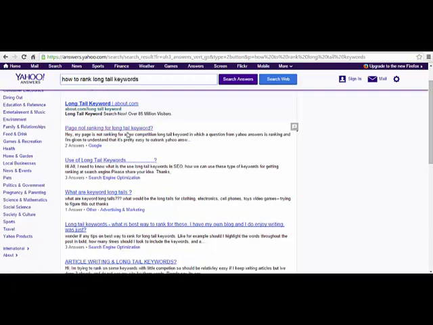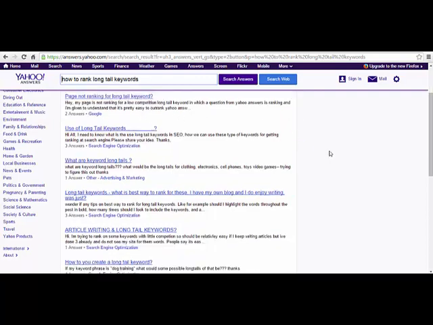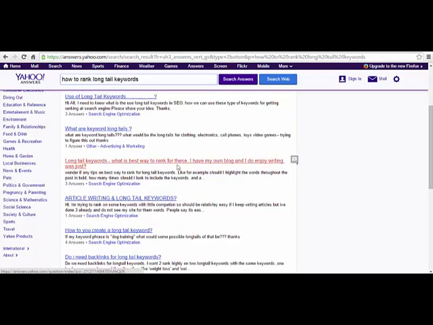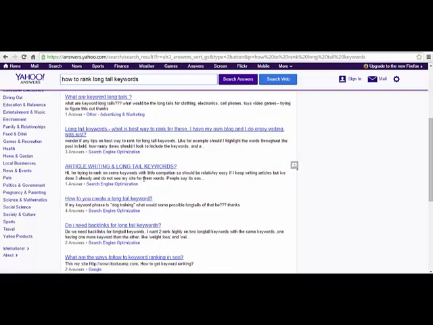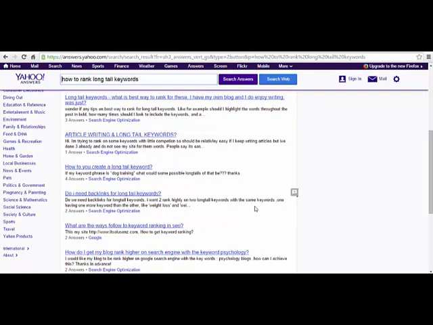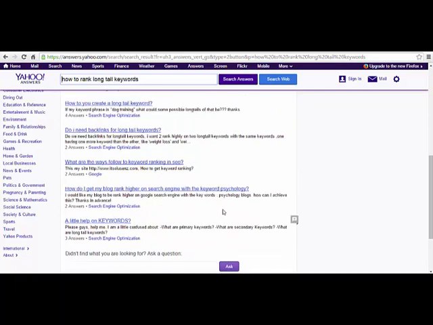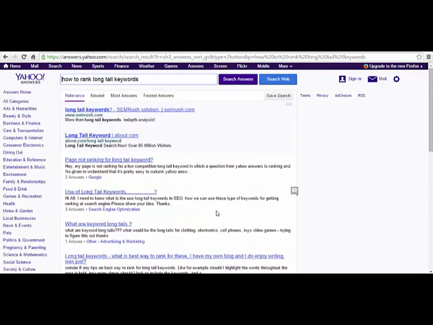But what we're looking for is what people are looking for. So, page not ranking for long tail keyword. It's a question. Well, why not? What's going on? It's got 2 answers. Have a look, see what's going on. What's the question about? Use of long tail keywords. What are long tail keywords? Best way to rank for these. How do you create them? Do I need backlinks? There's a ton of answers and a ton of questions. And this is the same for anything, man. You can pretty much guarantee that on one of the question and answer sites, you're going to find a range of questions which you can work with.